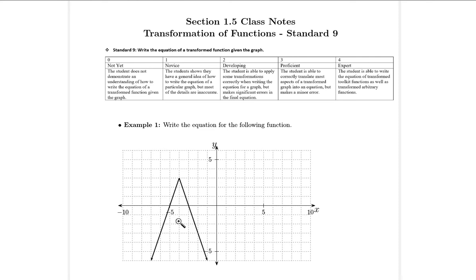Standard 9 is very much related to what we were just working on in Standard 8, in that we're looking at transformations of functions. We're just going to look at it differently this time. Before, I was giving you an equation, and then you were graphing that equation based on the transformations you saw to a toolkit function.